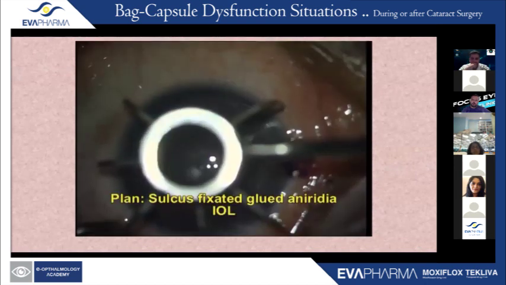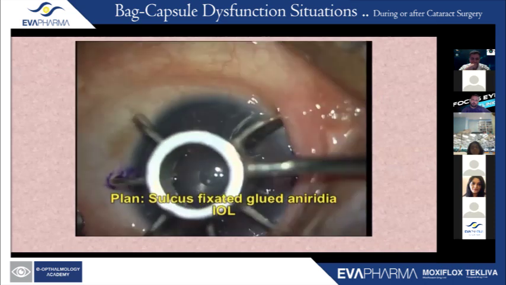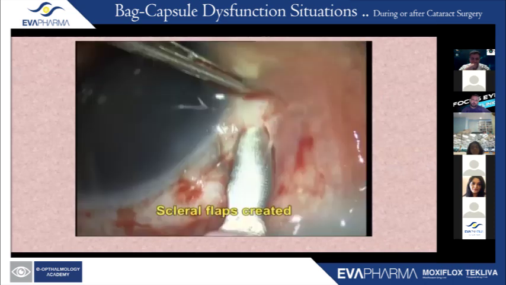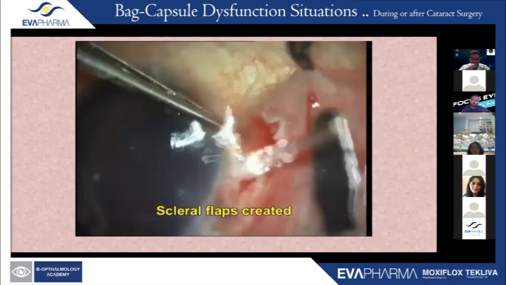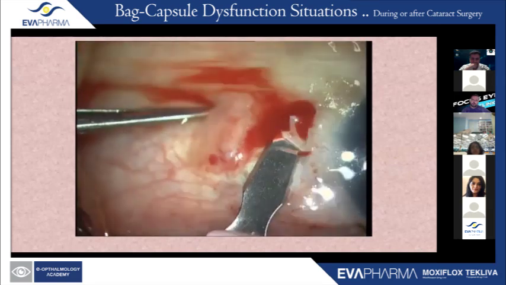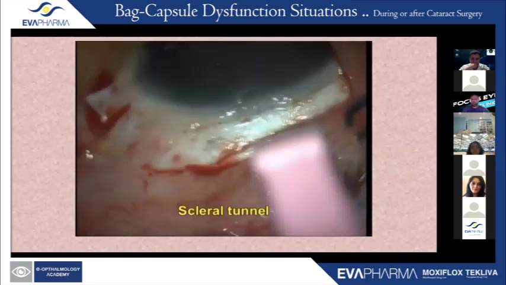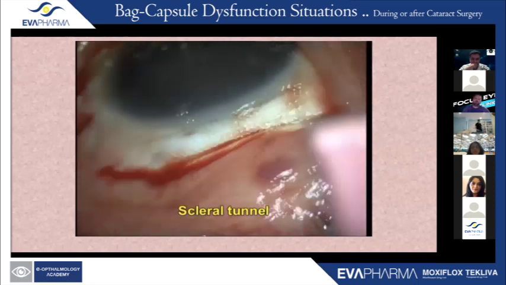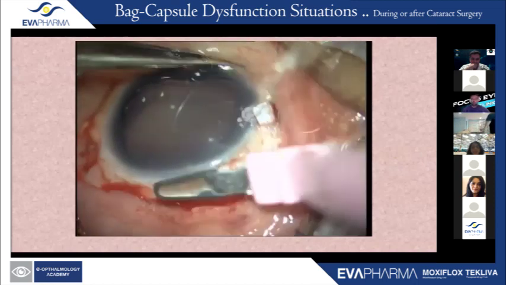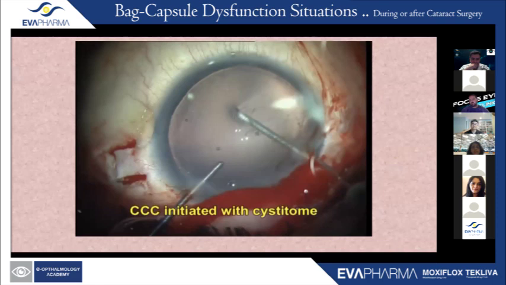And what I did in this case was basically the same thing, a sulcus fixated glued aniridia IOL or a supracapsular glued IOL, supracapsular ISHF. You could also do the Yamani in the same way, supracapsular Yamani. So this supracapsular technique really, I feel, has huge advantages, especially in higher risk cases.